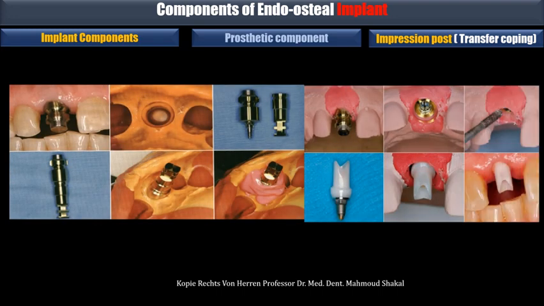So here's the process again. You place the impression coping or transfer coping. The transfer cap comes out with the impression. Then you connect the analog together with the impression post, place it over here, inject the light elastomer, pour the model in stone, and then place your abutment and do your preparation and then the final restoration.